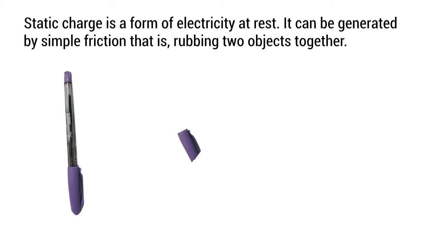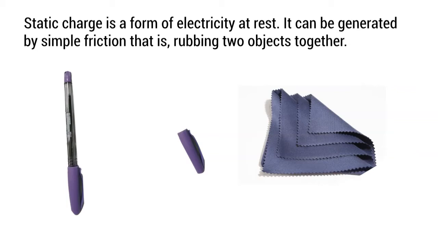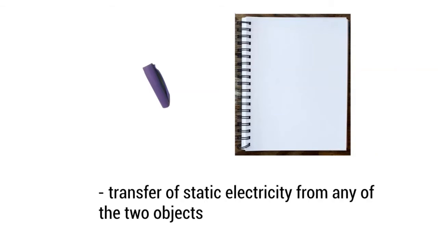Once generated, the static electricity will remain on the ballpen for as long as it is not placed on any other charged materials. If ever the ballpen cap comes in contact with another object, the static electricity can move to or from the ballpen to equalize the charge between the two objects. The transfer of static electricity from any of the two objects is called electrostatic discharge.